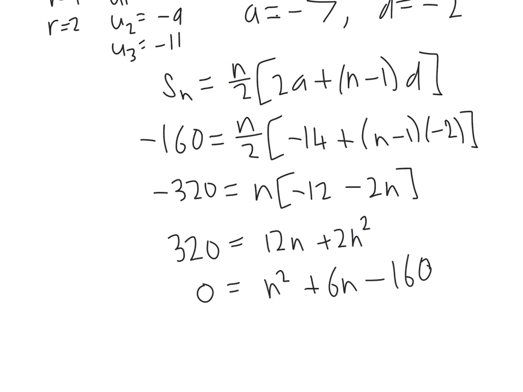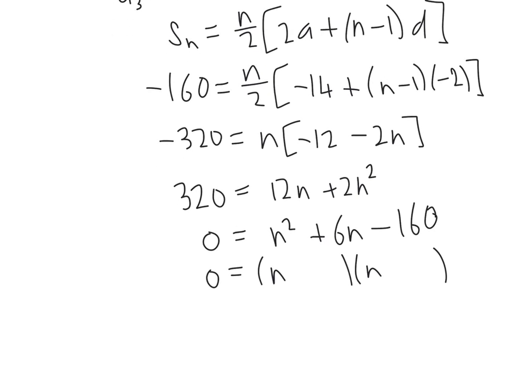Now because n stands for the number of terms in the sequence which had to be added together, you would hope n would be a whole number if we've done this right. So it should factorize, and it gives plus 16 minus 10. So that means that n equals minus 16 or 10. You can't have a negative number of terms, so n equals 10. That means the sum of the first 10 terms would give you minus 160.